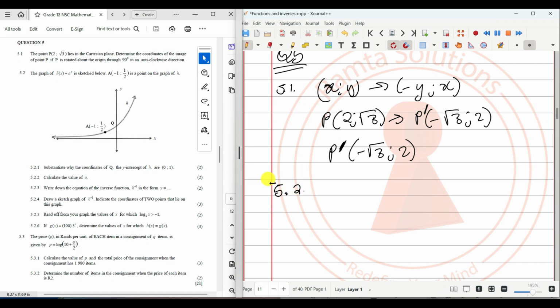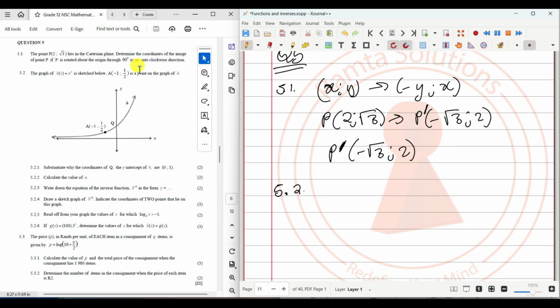5.2. The graph of h of x equals a to the x is sketched below, with A having the coordinates negative 1 and 1.5 is a point on the graph of h. Okay, thank you.